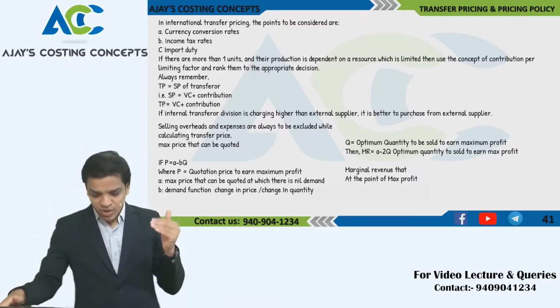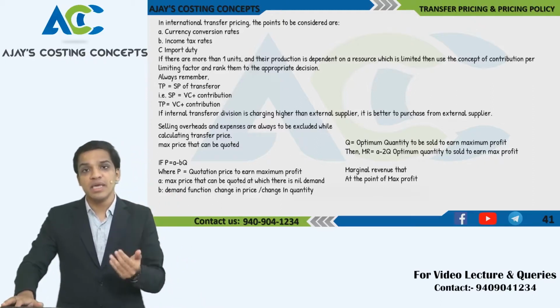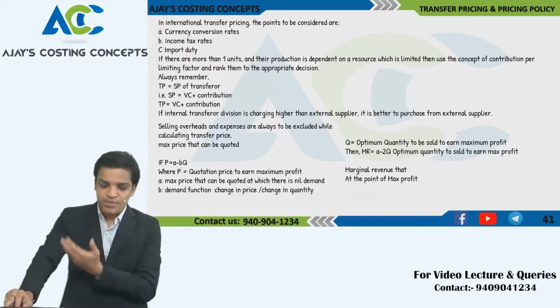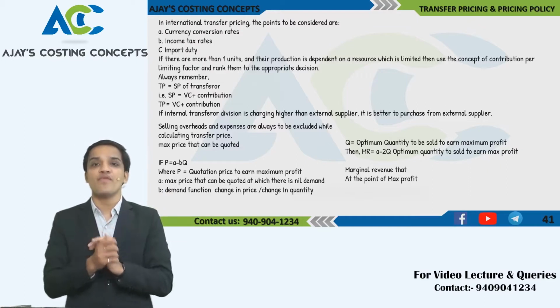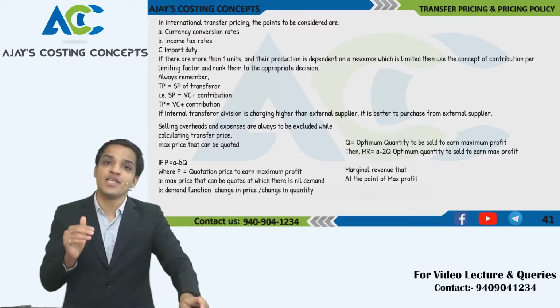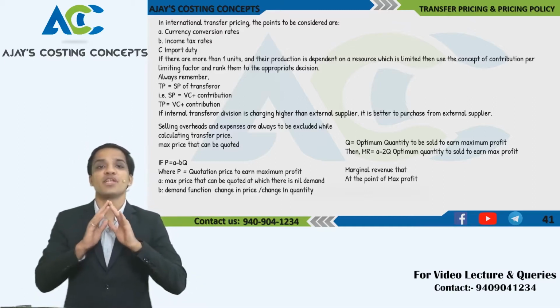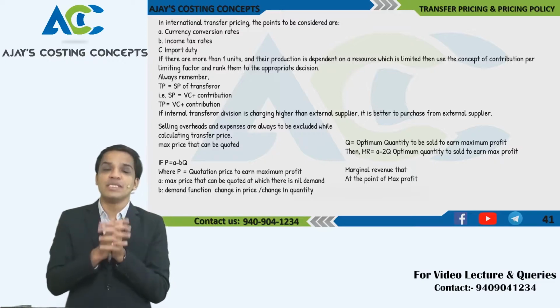A is the optimum price that we set in the market. B is again the change in price divided by change in quantities, and Q is the optimum quantity sold to earn the maximum profit. What is the level where you will have the maximum profits? The level where marginal revenue and marginal cost are equal, that is the level where a company will generate the maximum profits, right? So the pricing decision we do is A - BQ.